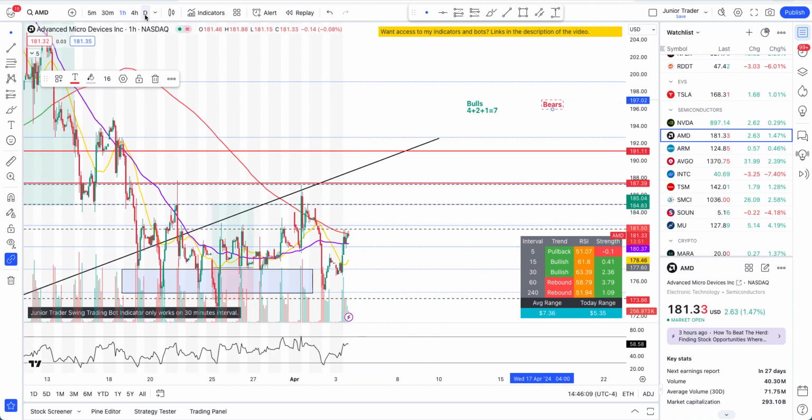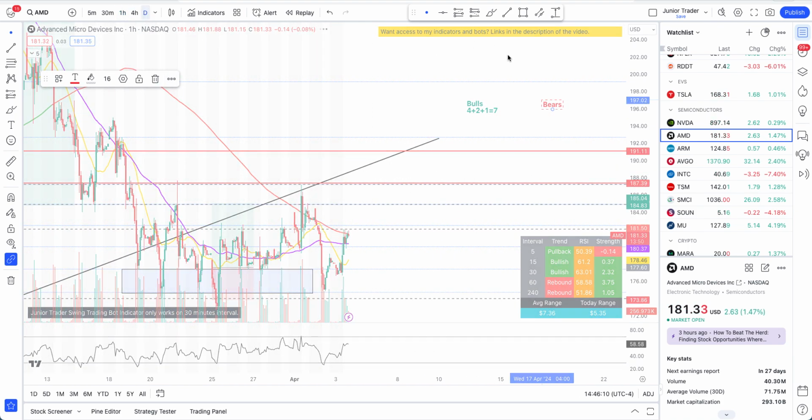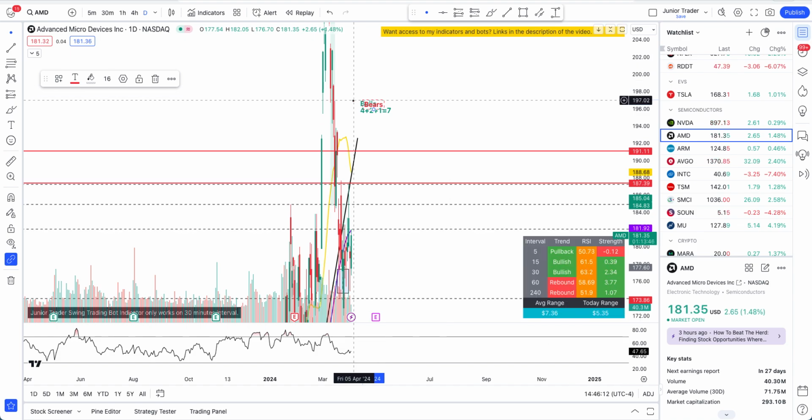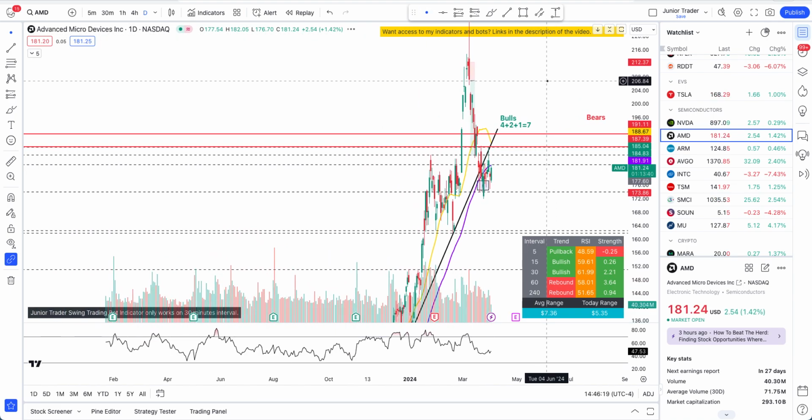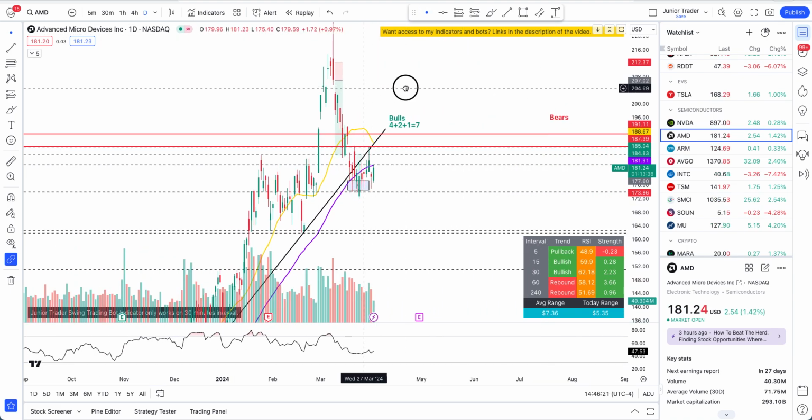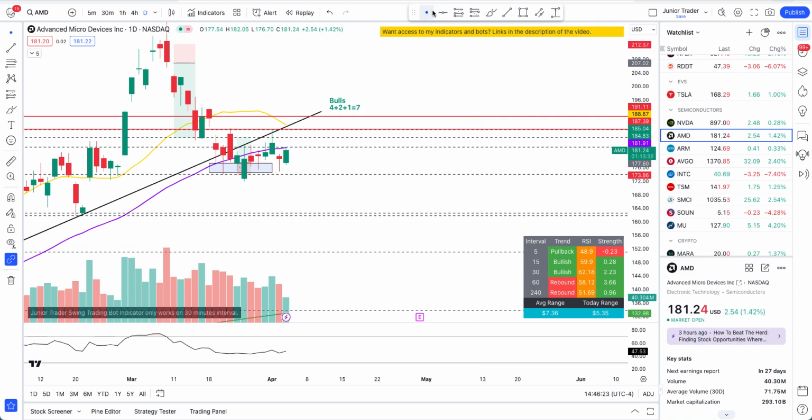Now let's go to the daily interval, and let's talk about what I'm seeing for the bears. I'm seeing that the price is currently still below the 20 day moving average, below the trend line, and below the 50 day moving average.